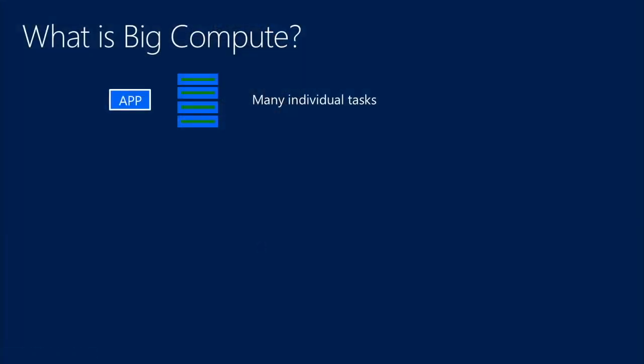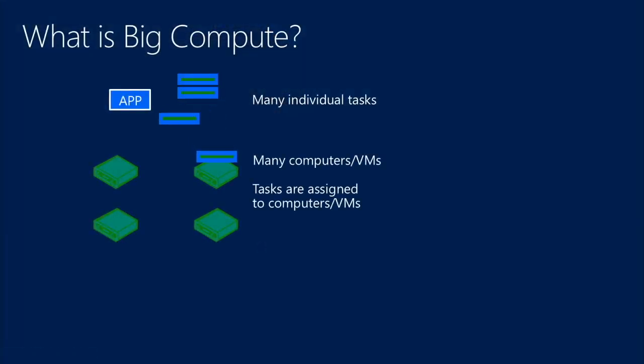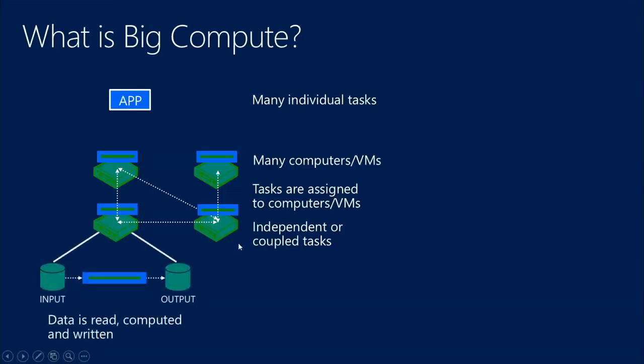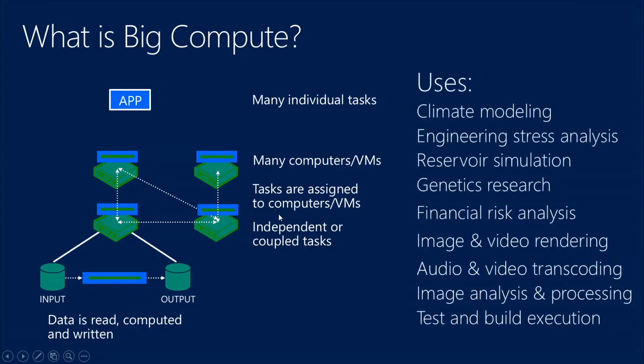Say you have many individual tasks and you need to run those on many different computers. You need to spin up a bunch of these VMs in parallel and then insert those tasks and those jobs to run on those individual VMs. This is used in a number of different scenarios like climate modeling, engineering, stress analysis.